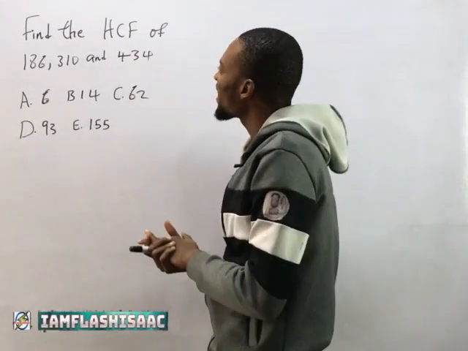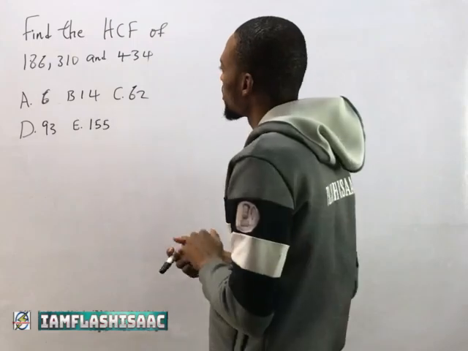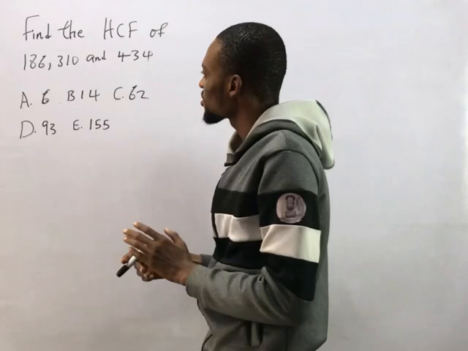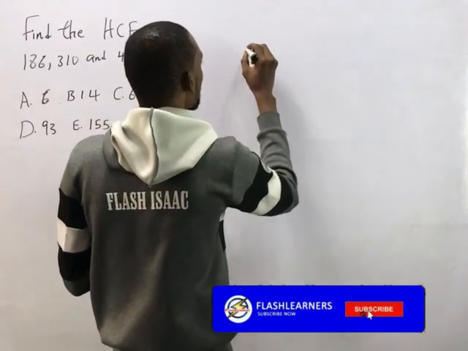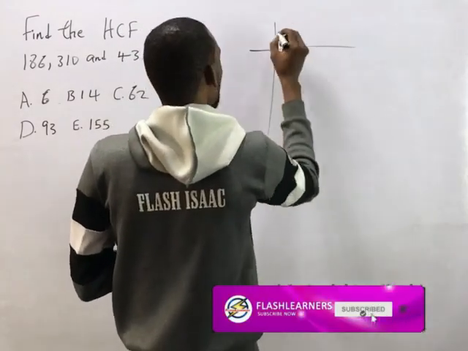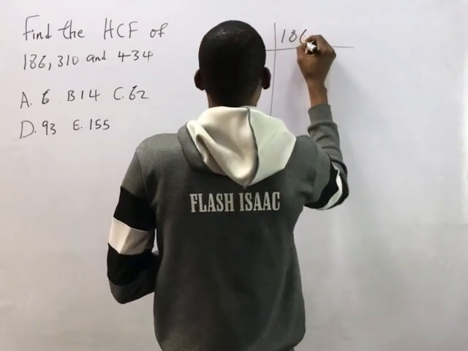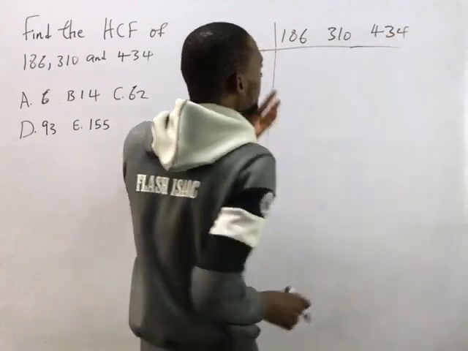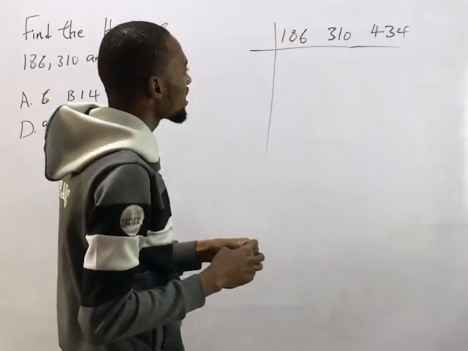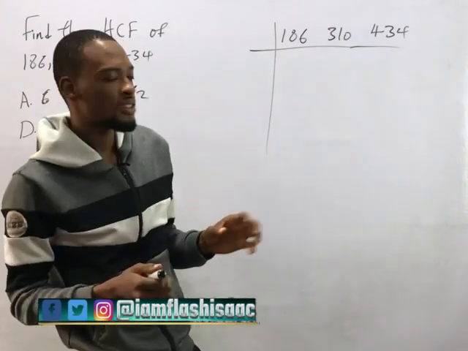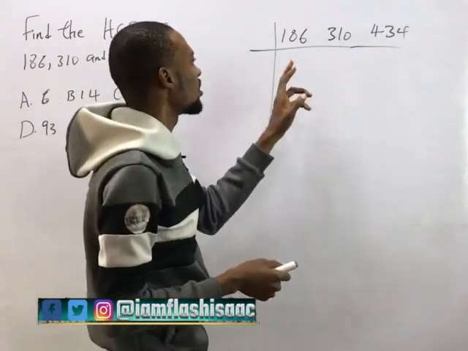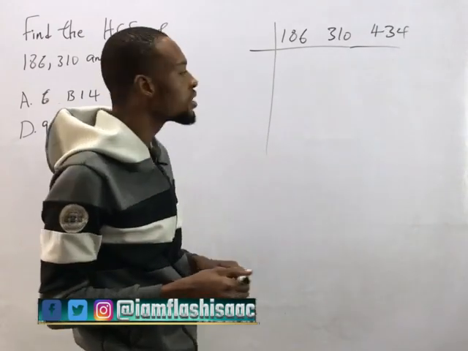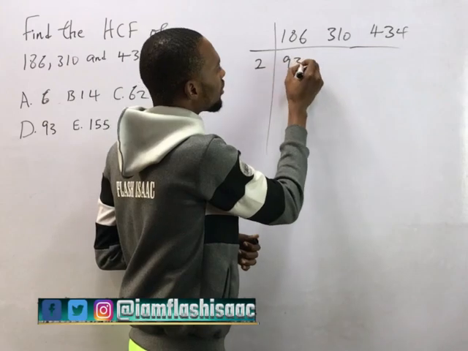Yeah, this question says, find the HCF of 186, 310, and 434. So looking for the HCF, the first thing we do is this. We bring out the numbers. We have 186, we have 310, and we have 434. So you notice that these are high numbers. So we start with small values that can divide any of them. Looking at this number, we can try 2. 186 divided by 2 would give you 93.